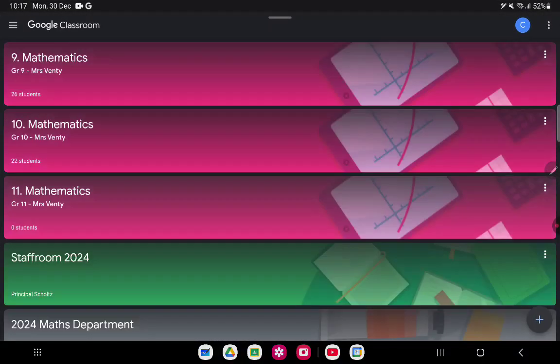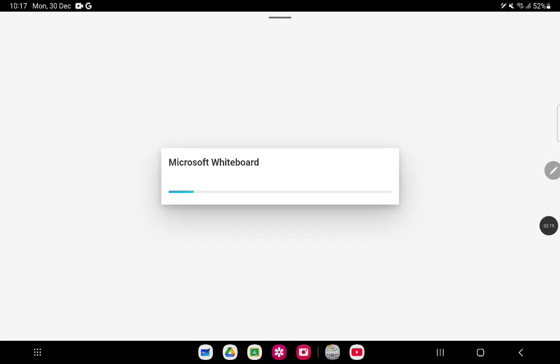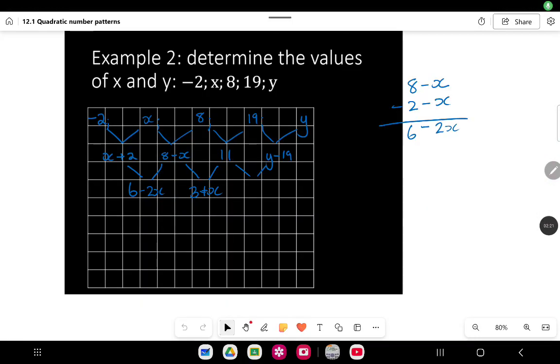Please remember that. Now our last one is going to be y minus 19 minus 11, and that gives us y minus 30. So we've got our 3 layers: your question layer, your first difference, and your second difference.